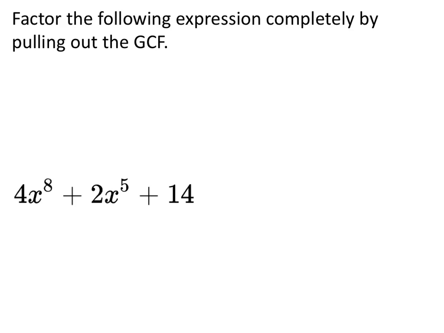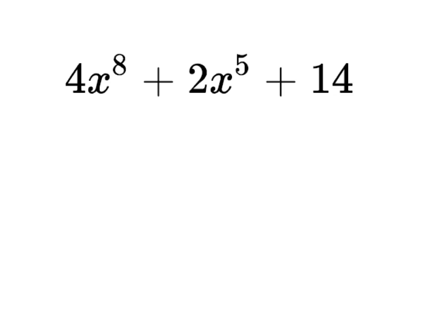All right, this one wants us to factor out the greatest common factor. No problem. Just looking at the letters first, because I see the x to the power of 8 and x to the power of 5, but this last term, this positive 14, does not have any x's that would be common factors in this one.